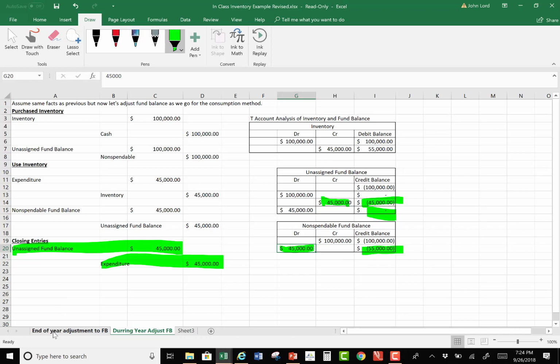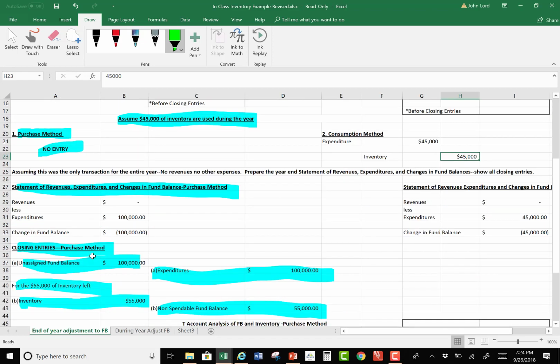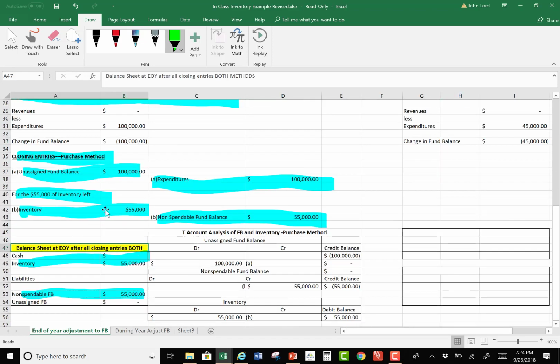which takes me back to one of my first points, which is what? The balance sheet looks exactly the same under both methods. Balance sheet ended up the same, didn't it? Under both methods. The only difference is the income statement. On our statement of revenues, expenditures, and changes in fund balance, the purchase method is showing expenditure of 100,000. The consumption method is showing expenditure of $45,000, isn't it? So there is a difference in how we report that under the two methods.